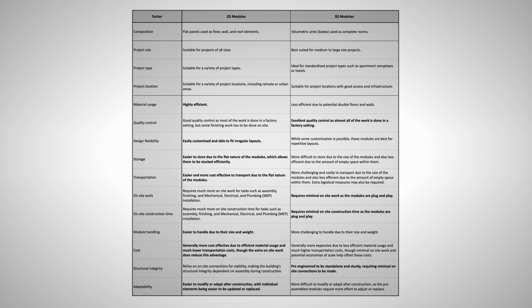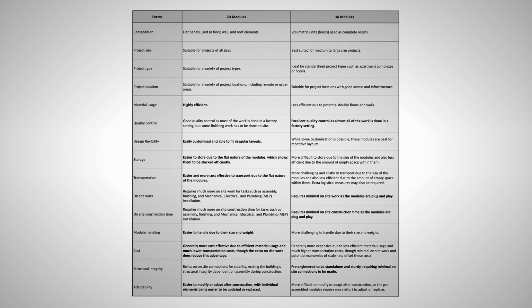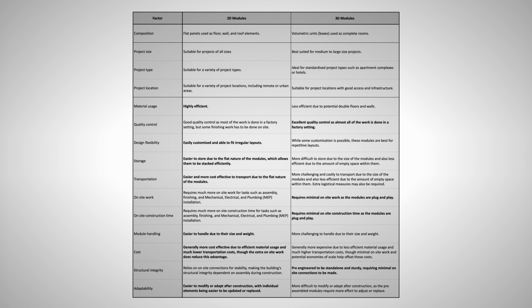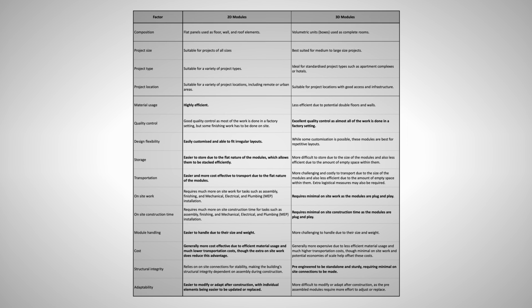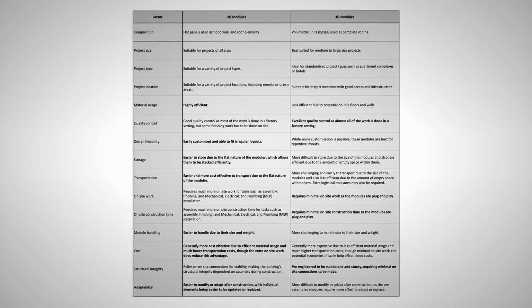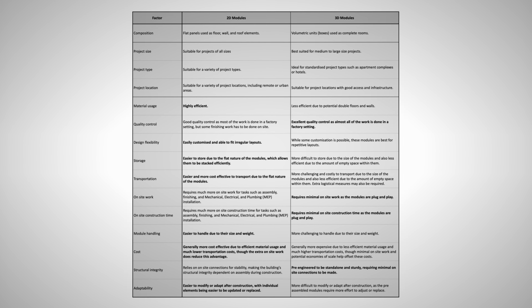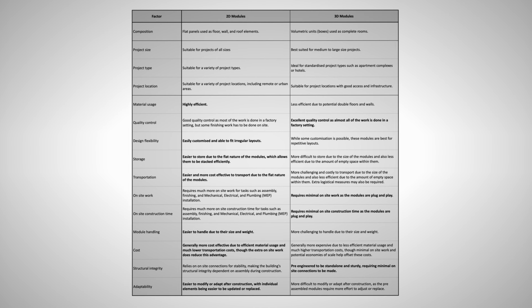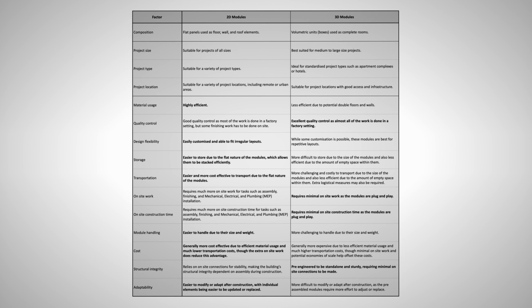The choice between 2D and 3D modules ultimately depends on the specific requirements of your project. For projects with irregular layouts or unique architectural demands, 2D modules offer unparalleled flexibility and adaptability. They are also ideal for locations with limited access or infrastructure, as their weight and flat design simplify transportation and storage. On the other hand, 3D modules excel in projects with repetitive layouts, where speed and factory-controlled quality are important.